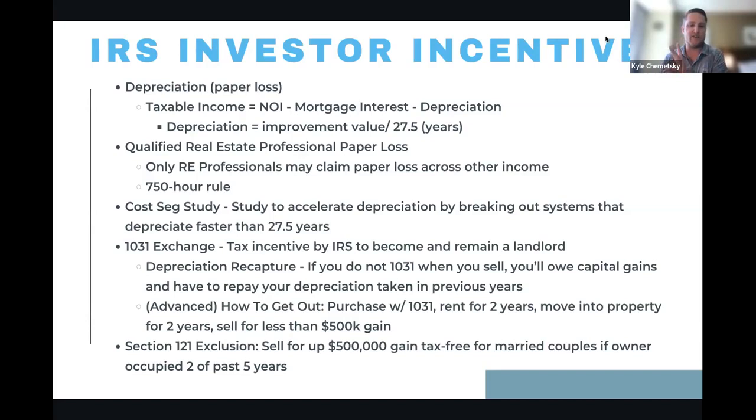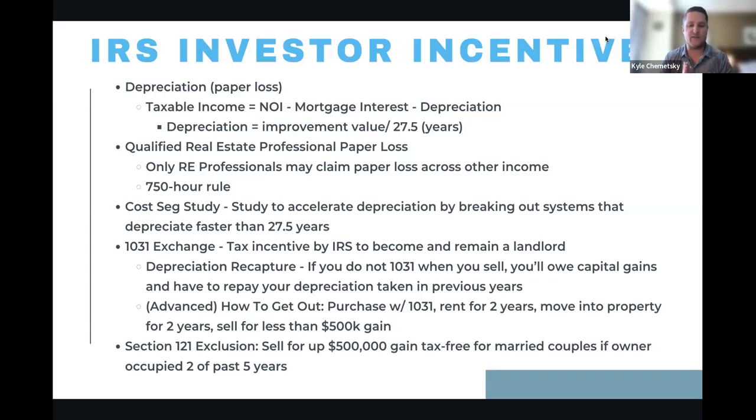And as long as you live in it for 2 years, then you can sell it with no capital gains tax, as long as your gain is less than $500,000. So that loophole is what would get you out of the cycle of being a landlord that the IRS incentivizes you to stay in. And I included right below the Section 121 exclusion.